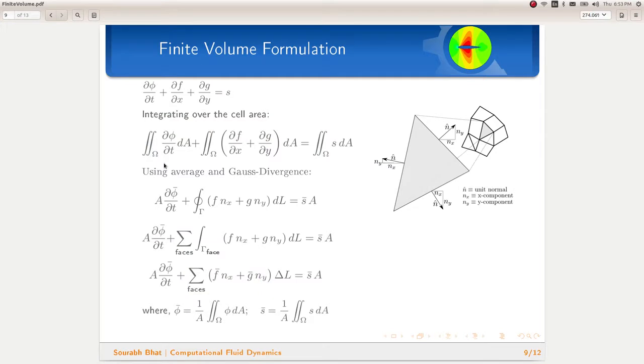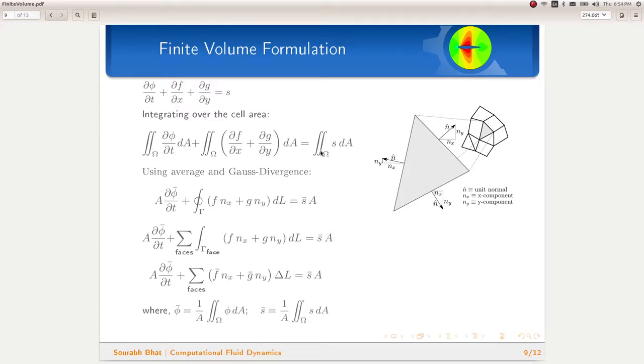Now comes the step of simplification, which leads us to the finite volume formulation. We can simplify the first term by using the average of phi, which is defined as the integral of phi divided by area of the cell.